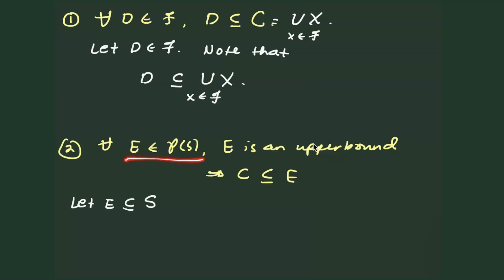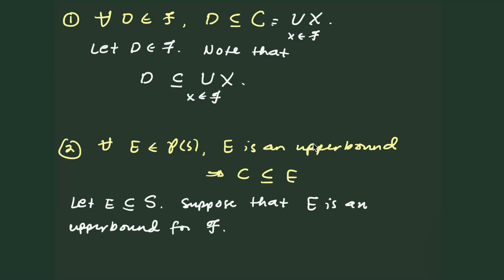Next, for number 2, let E be a subset of S, because E is an element of the power set of S, and suppose that E is an upper bound for F. We want to show that C is contained in E. Sorry, I just made use of different variables here, but it's still the same. To do this, we are showing a subset relation. So how do we do that? We get an arbitrary element in C and then show that it must be in E.